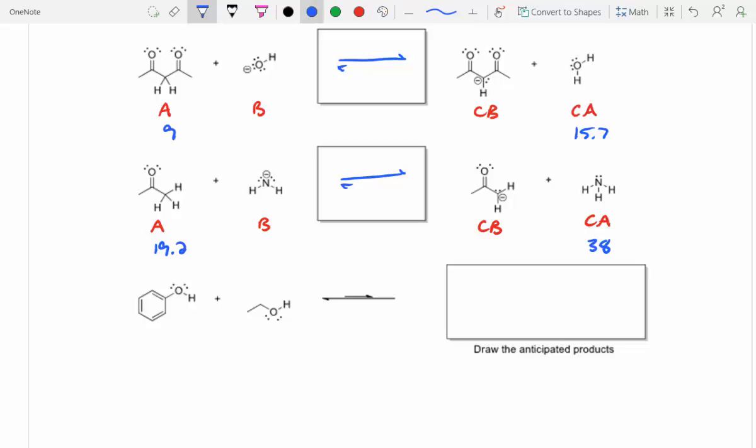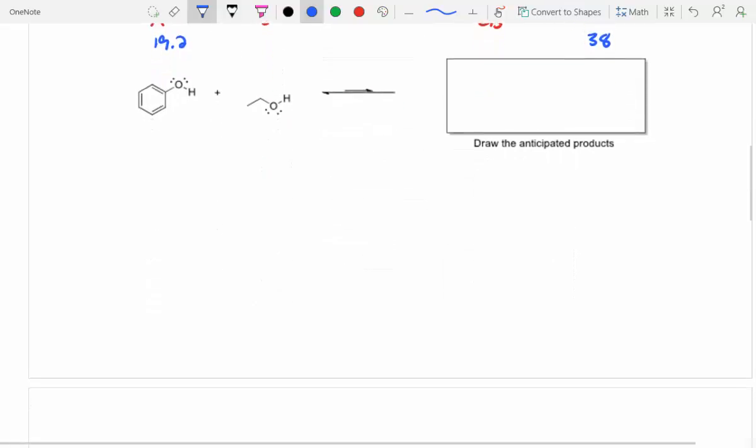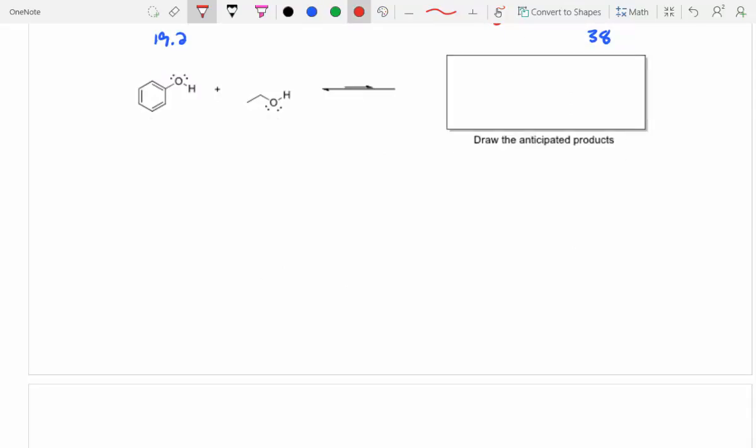All right, the tricky one. We have to draw the anticipated products. So we've got two options, right? Let's draw out both options. Option one is where this is the acid and this is the base, right? So let's say we do that. That means that this oxygen would lose its proton and this would gain a proton.